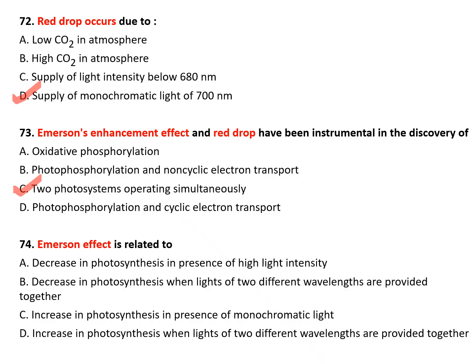The next question, number 74. Emerson effect is related to option A decrease in photosynthesis in presence of high light intensity, option B decrease in photosynthesis when light of two different wavelengths are provided together, option C increase in photosynthesis in presence of monochromatic light, option D increase in photosynthesis when light of two different wavelengths are provided together. The correct answer is option D, increase in photosynthesis when light of two different wavelengths are provided together.